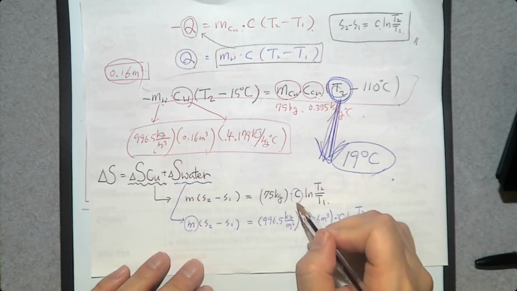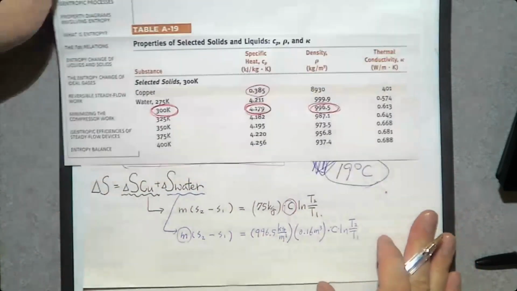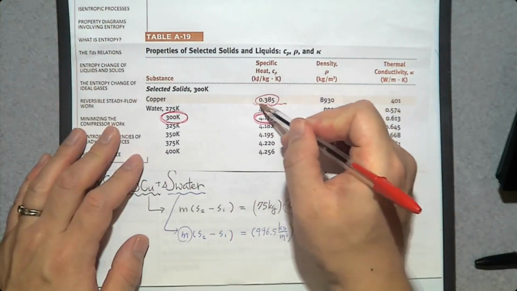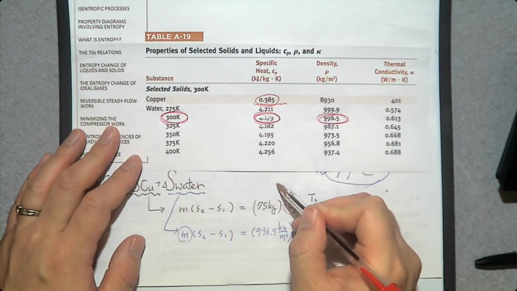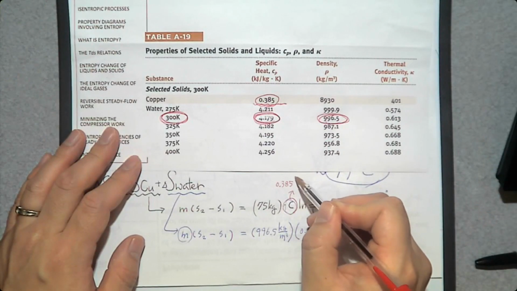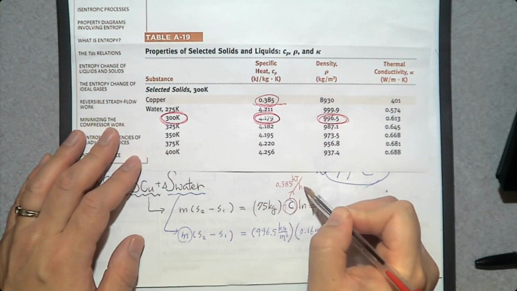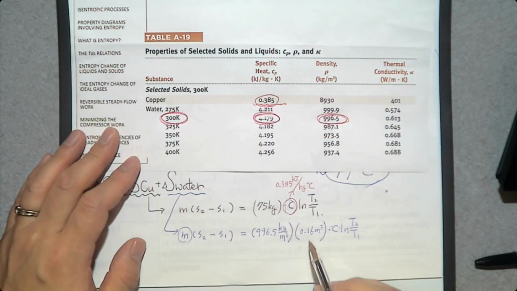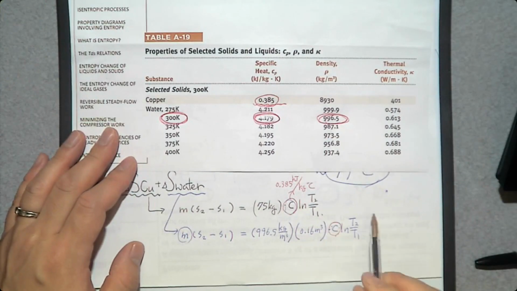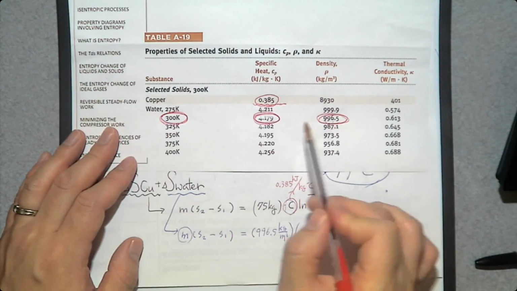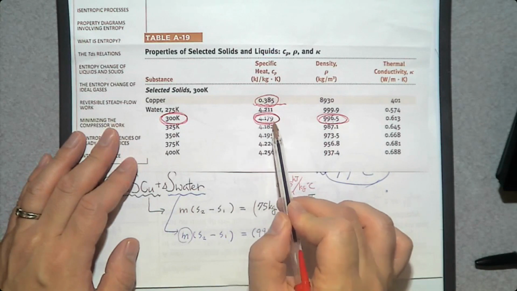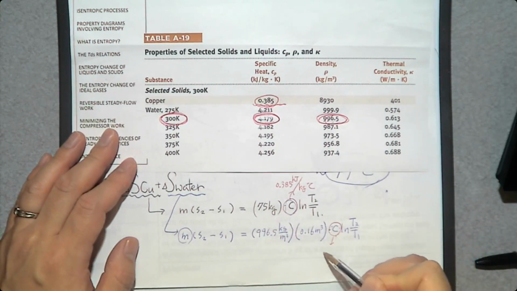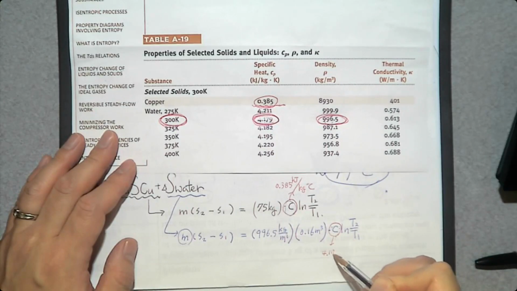So what is this C? The specific heat. Do we know the specific heat? Yes. Copper block specific heat is 0.385 kilojoule per kilogram degree Celsius. What about the specific heat of water? We can select the specific heat at 300 Kelvin, room temperature. The value is 4.179. So this C is 4.179 kilojoule per kilogram degree C.